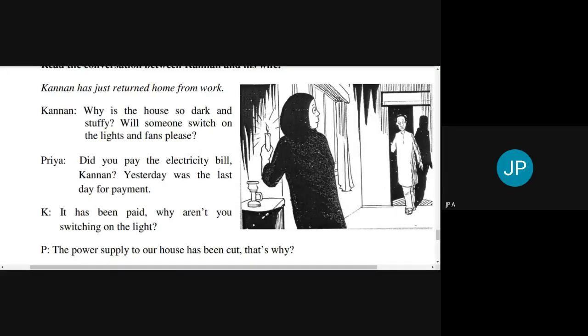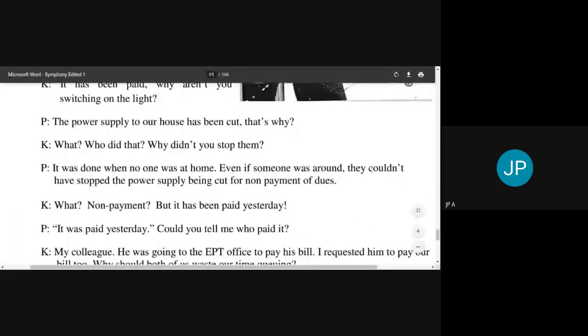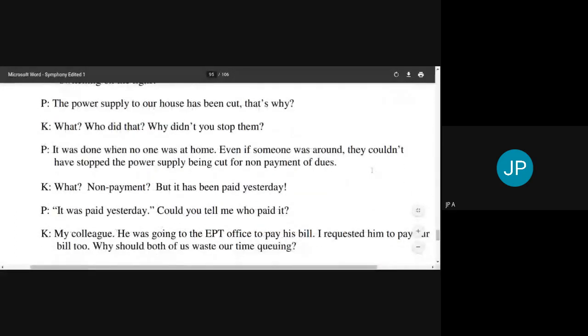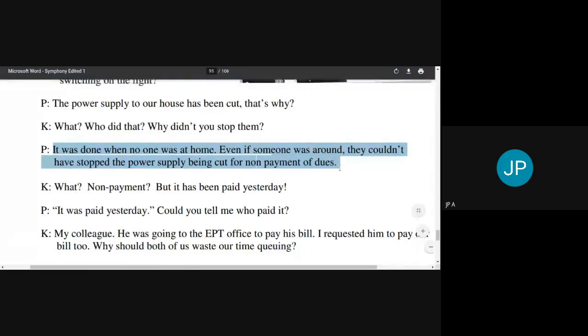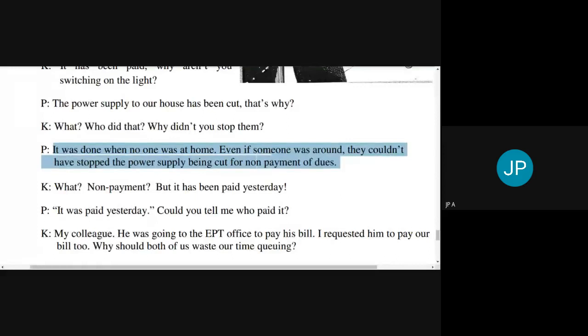Then Priya tells him that the power connection has been disconnected. It has been removed. Therefore, there is no power in the house. Then he further has to think about why the power connection has been cut. So she says it was done when no one was at home. Even if someone was around, they couldn't have stopped the power supply being cut for non-payment of dues.